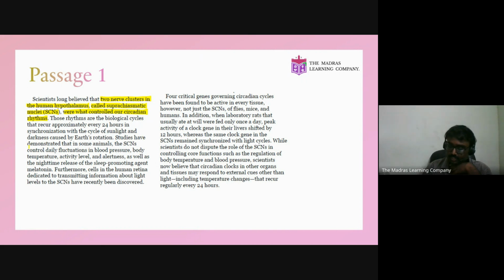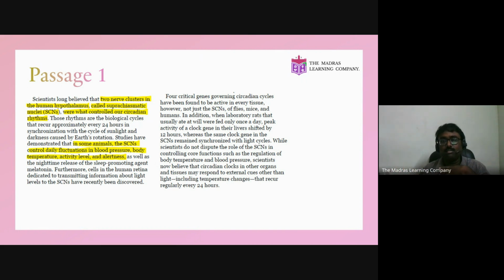Studies have demonstrated that. I'll stop there. Don't read anything further, okay? Now, studies have demonstrated that. Is it an opinion or is it information? Information, because studies have demonstrated. But I'm eager to see what's coming after that, okay? That in some animals, the SCNs control daily fluctuations in blood pressure, body temperature, activity level, and alertness. Now I know this is a useless sentence. It's information, right? So I'm going to skip this.